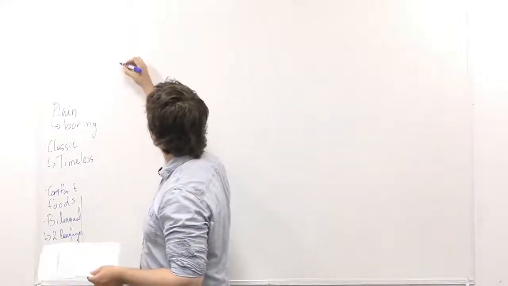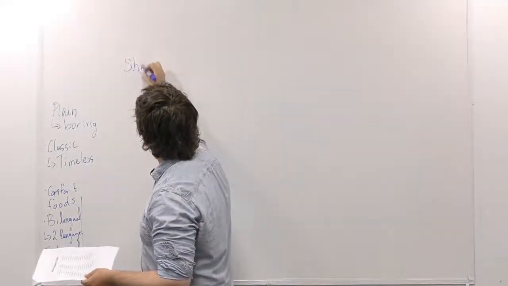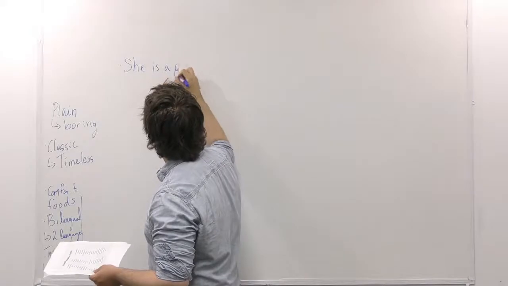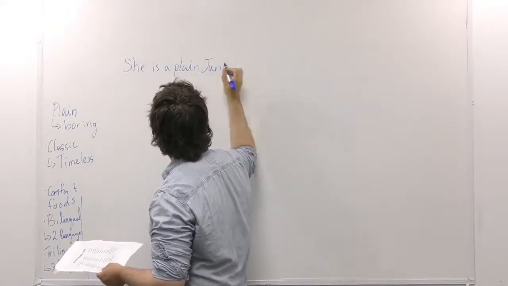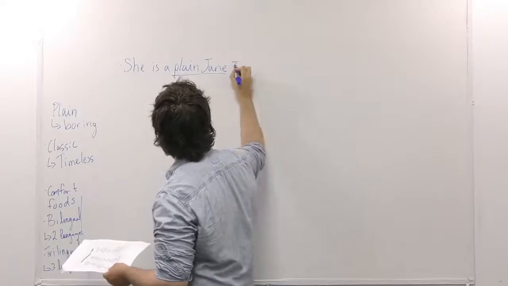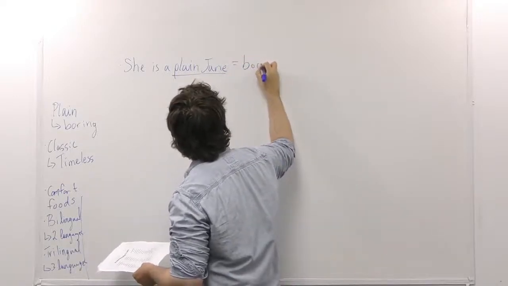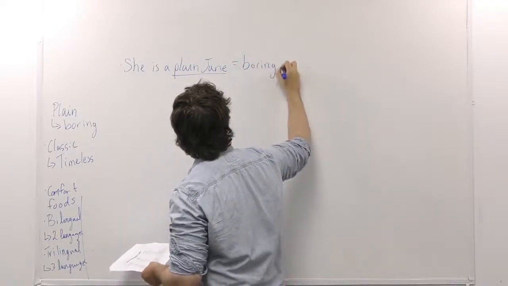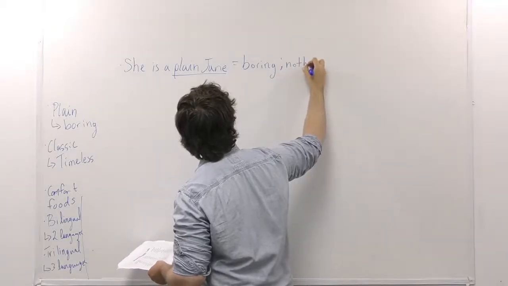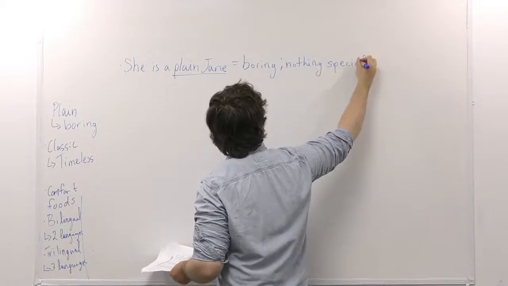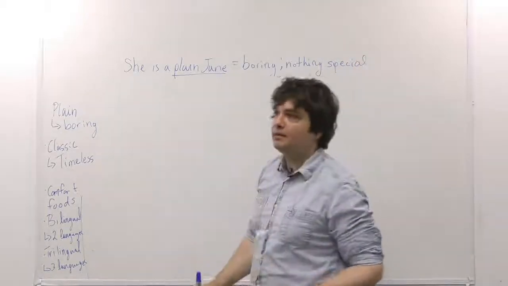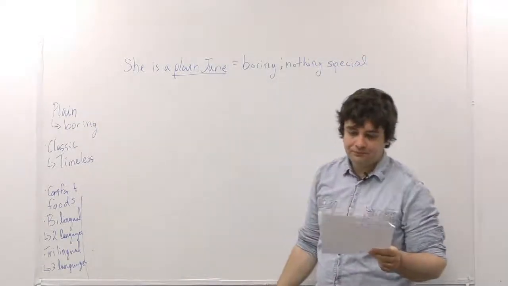Actually, I'll write that example down. She is a plain Jane. And the meaning of this, a plain Jane, is basically kind of boring or nothing special about her, right? So it's kind of rude, of course, if you describe somebody as a plain Jane.